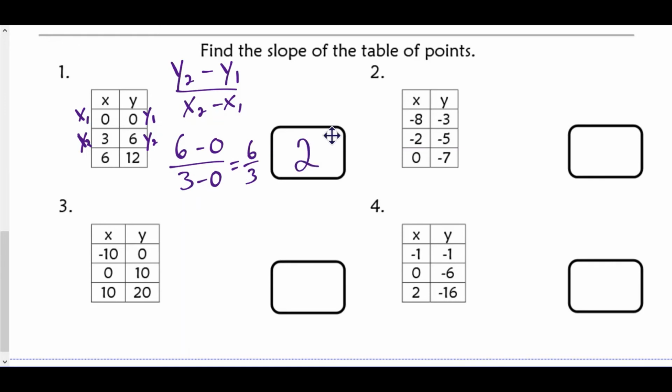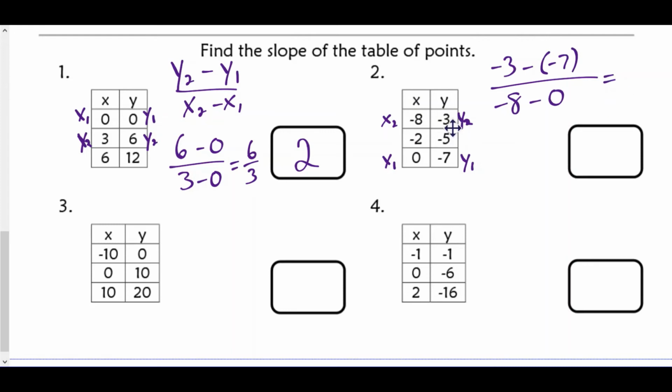Same kind of thing. I'm just going to label each of these. I'm going to pick randomly, I'm going to say this is my y2, even though it's going to be a little bit out of order. This is my x2. I'll call this x1 and call this y1. So now I'm writing it in this order: y2 minus y1, -3 minus -7. And then on the bottom, x2 minus x1.